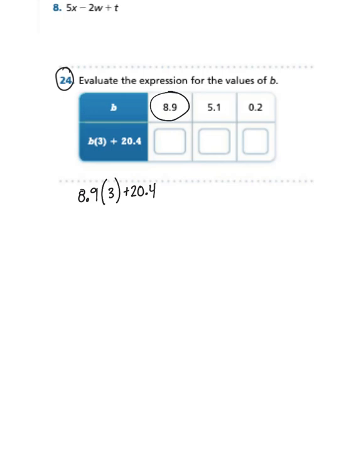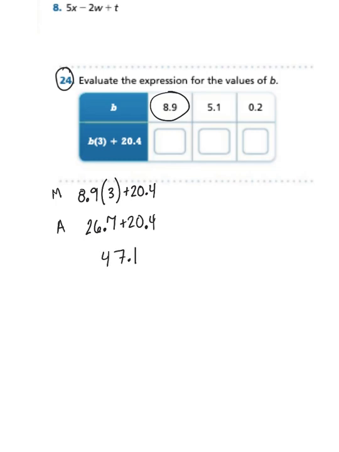Now, if you forget how to multiply and add decimals, whenever you multiply, you don't line them up, but whenever you add, you do line them up. So you can use a calculator. 8.9 times 3 is going to give us 26.7. Then we are going to add that to 20.4. Remember, you have to follow order of operations. So you have to multiply, then you have to add. So when we do that, we come up with the answer of 47.1.